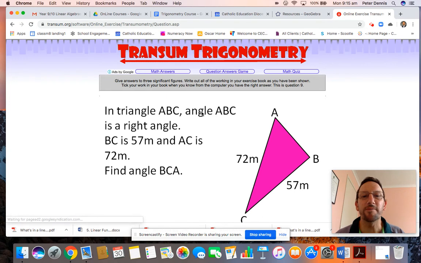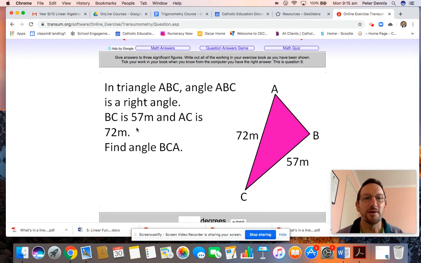In triangle ABC, angle ABC is the right angle. So ABC, there is the right angle there. And we know that AC is 72. That's the right angle, this is the hypotenuse. We are after angle BCA. So BCA is this angle here, so we're after this angle.